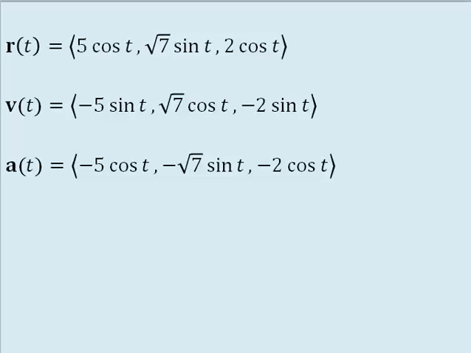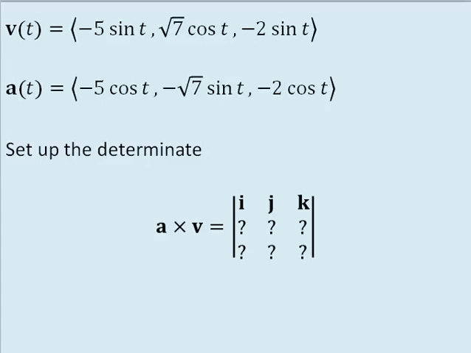Now that we have velocity and acceleration, we're ready to find the magnitude of A cross V. To find the magnitude of A cross V, we first find the vector A cross V. To find the vector A cross V, we set up the determinant. Now in the first row is the I, J, K. In the second row, you want to put the components of A. In the third row, you want to put the components of V.